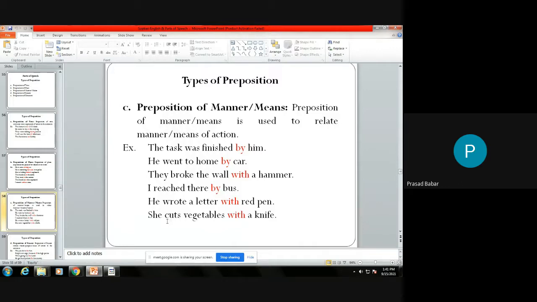It is used as a means of traveling. By what means of traveling did he go home? By car. Car is here working as a means of traveling. So by here works as a preposition of manner or means.